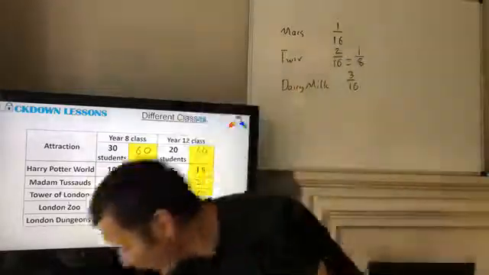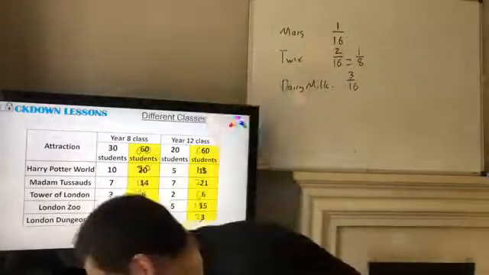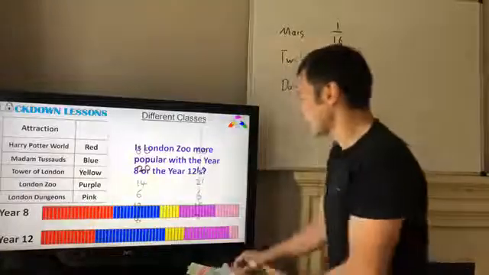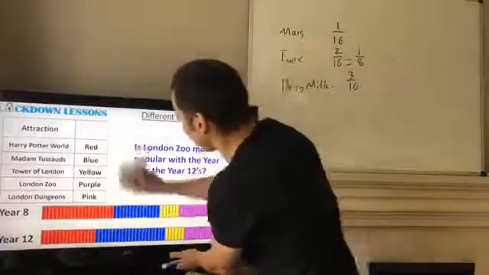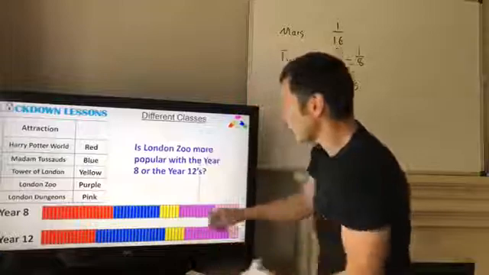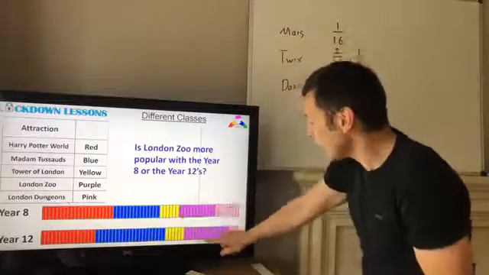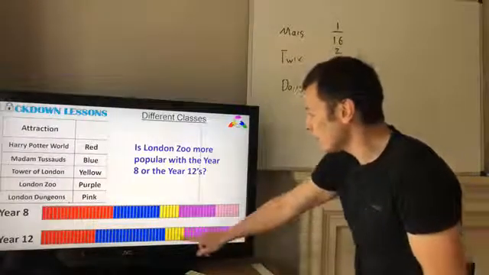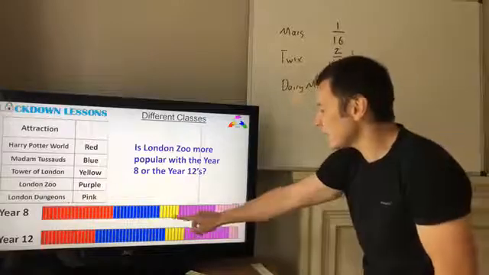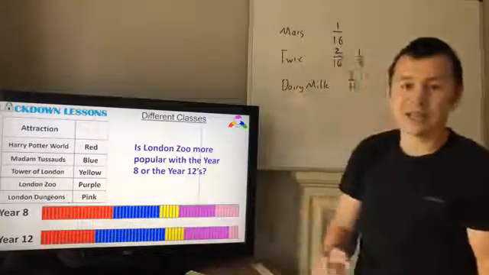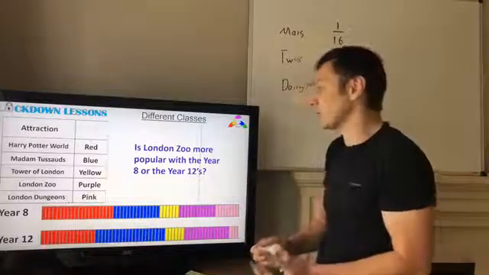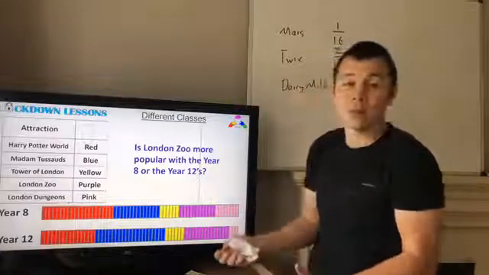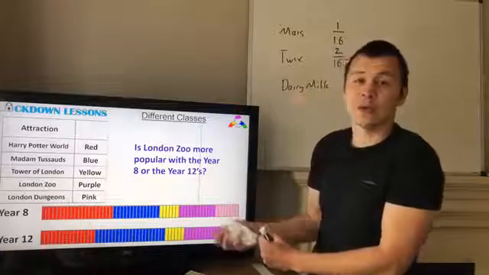Alright, if I put that as a bar, okay, we can see again here. So I've done this as a big bar here. So you can see here, we've got this section here, there's your London Zoo, is actually bigger in year 12 than it is in year 8. So this is why we use equivalent fractions, okay, to compare them properly. And it's so important to be able to do that.